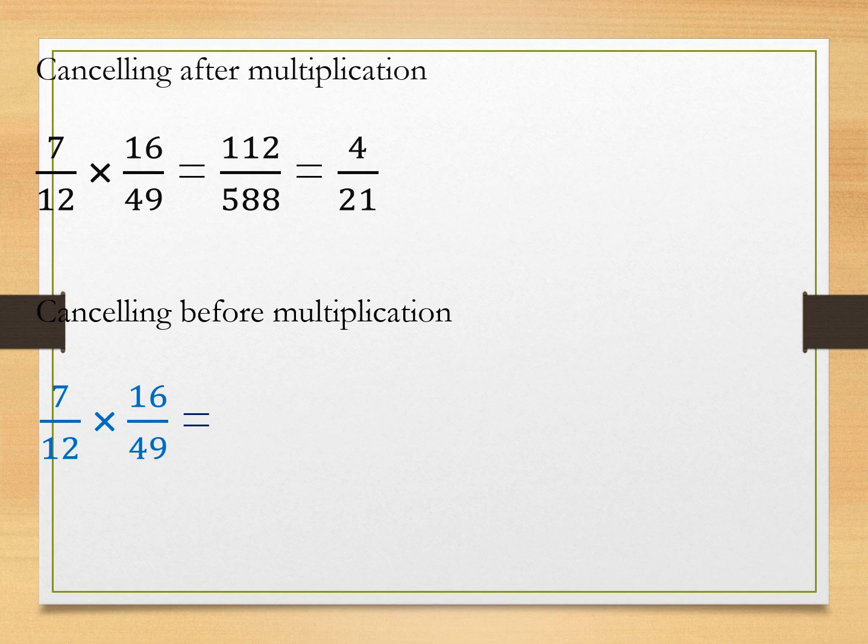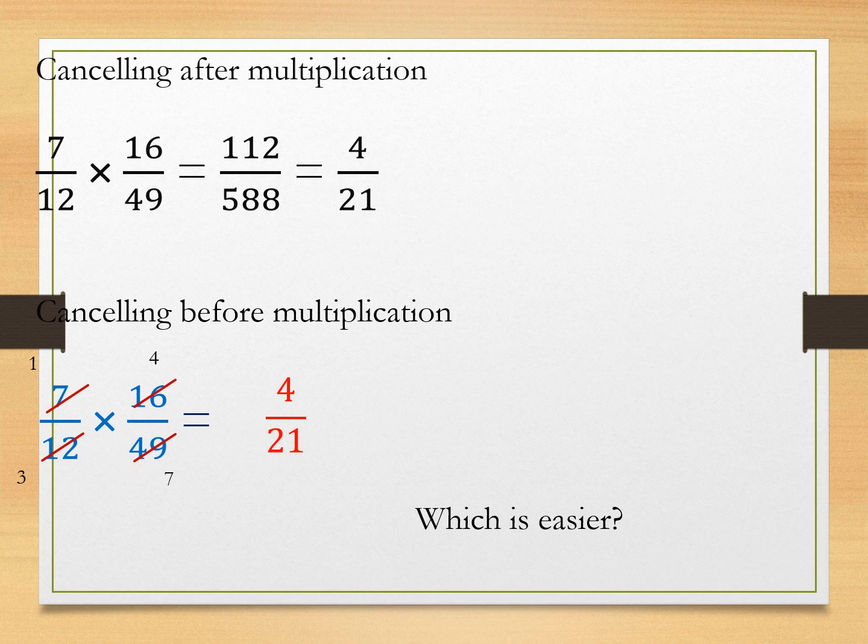When you look at 7 and 49, both of them are divisible by 7. So you can cancel these and divide by 7. 7 divided by 7 is 1. 49 divided by 7 is 7. 16 and 12, both of them are divisible by 4. 16 divided by 4 is 4. 12 divided by 4 is 3. So then you calculate 1 times 4 is 4. 3 times 7 is 21.